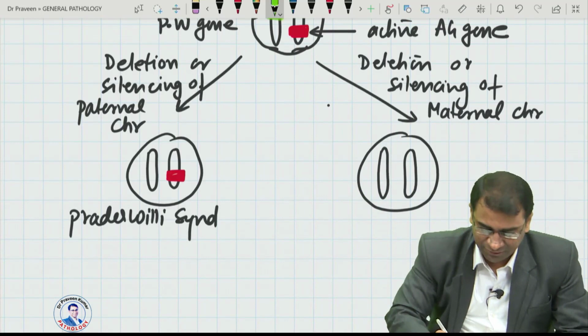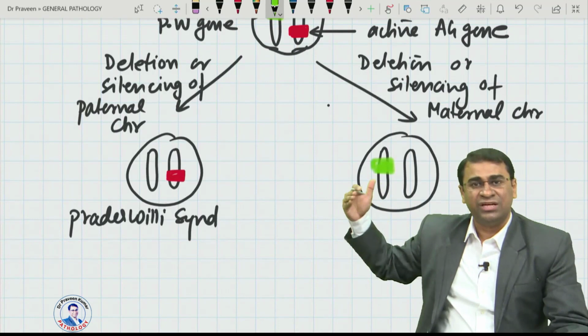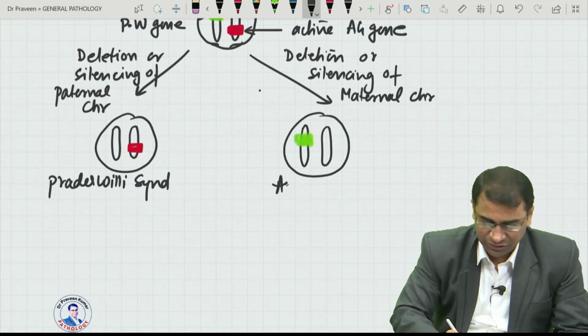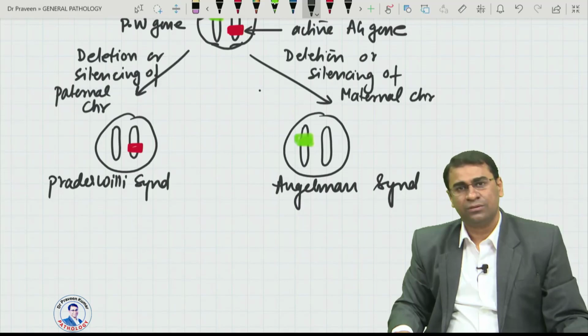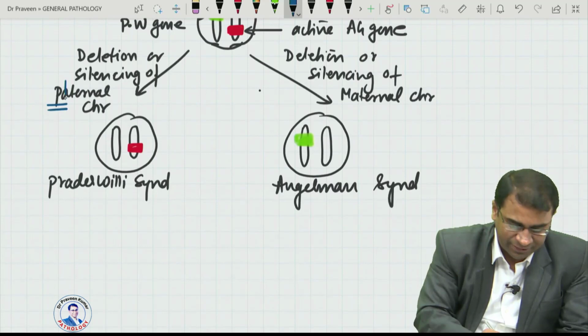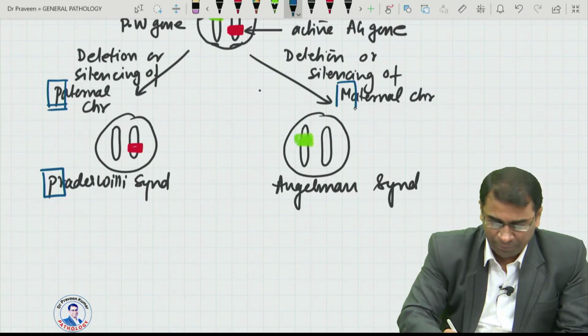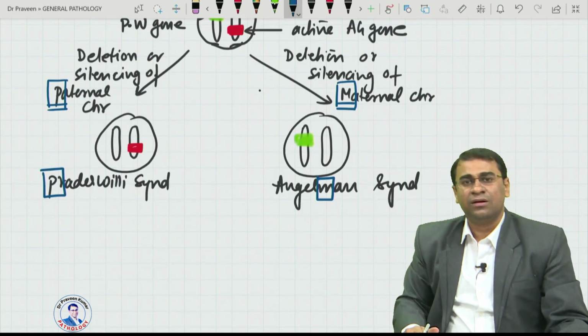So again, whichever chromosome or gene does not come is a disease. So when there is no Angelman gene, this will be Angelman syndrome. Okay? Praderwilli syndrome and the Angelman syndrome. How to remember? A very simple way to remember is P for paternal, P for Praderwilli. M for maternal, M is in Angelman. P for paternal, P for Praderwilli, M for maternal, M for Angelman.